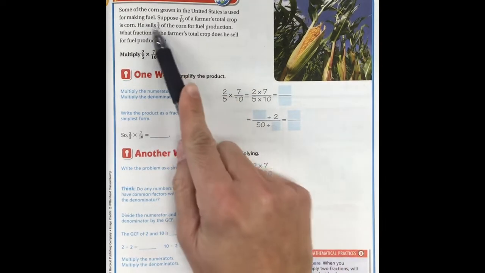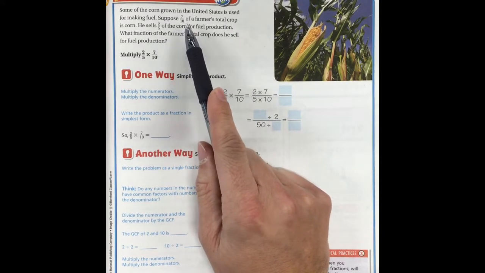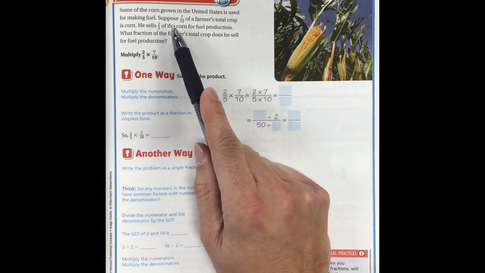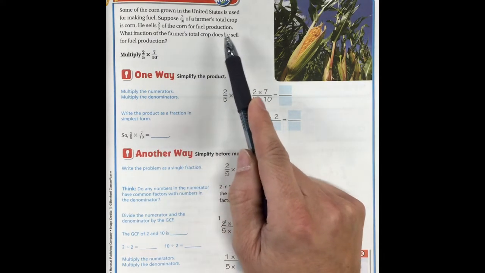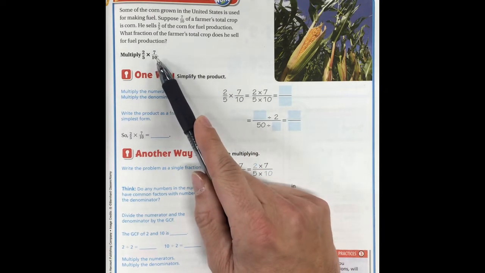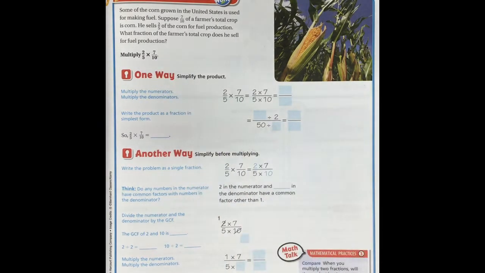Let's read our first problem of the day, and we can explain two ways in order to multiply fractions. So our problem says, some of the corn grown in the United States is used for making fuel. Suppose 7/10 of a farmer's total crop is corn. He then sells 2/5 of the corn for fuel production. What fraction of the farmer's total crop does he sell for fuel production? So he has 7/10 of his total crop. He sells 2/5. We're going to multiply those two together.